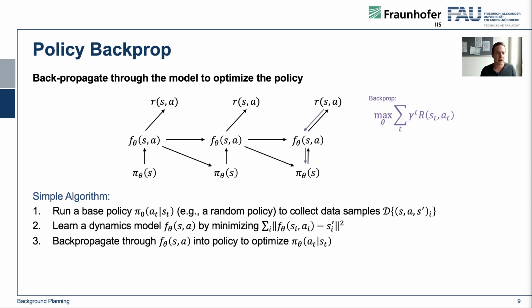So this is the basic idea. We go through and get the rewards, and we have our model, which is a differentiable model. Using this model, we can backpropagate the gradient all through our network to actually optimize our policy.